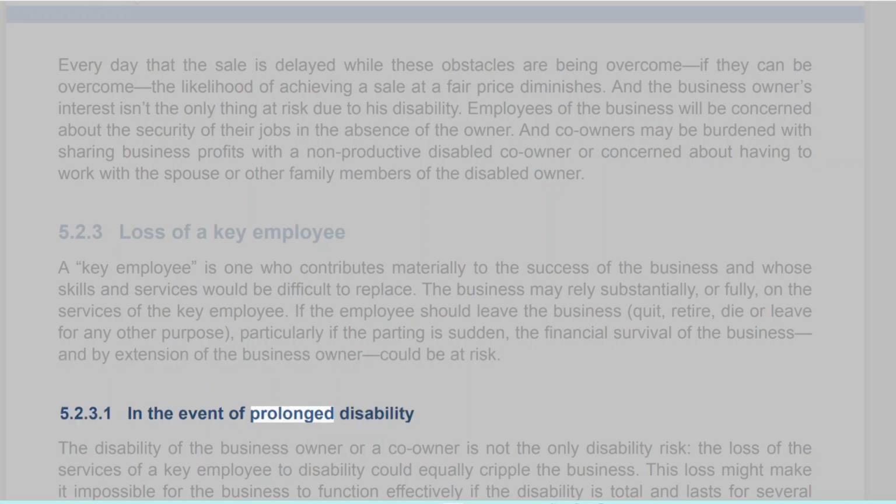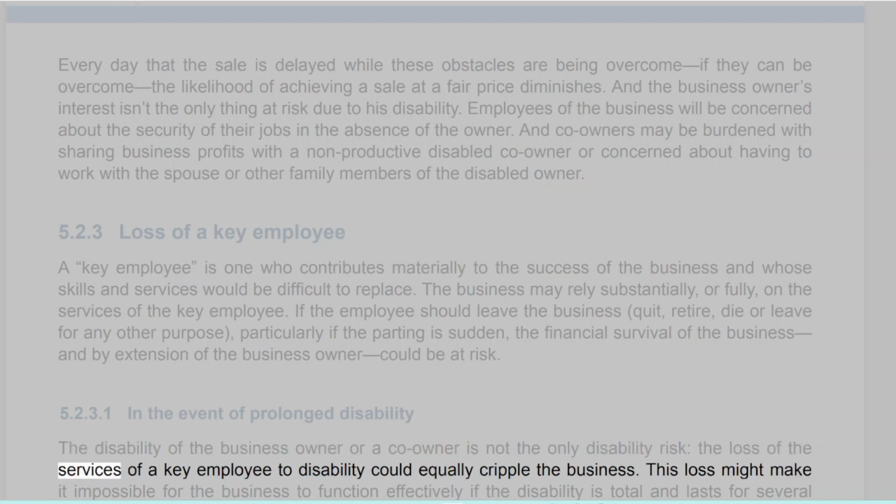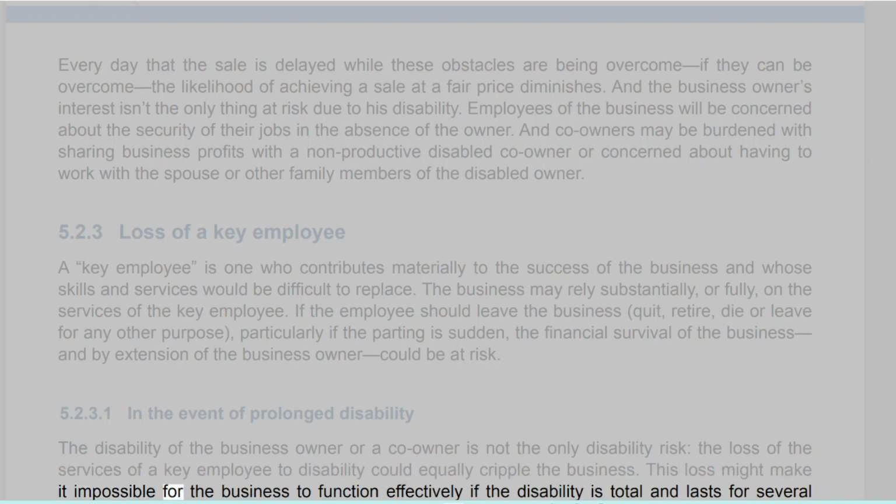5.2.3.1 In the event of prolonged disability. The disability of the business owner or a co-owner is not the only disability risk. The loss of the services of a key employee to disability could equally cripple the business. This loss might make it impossible for the business to function effectively if the disability is total and lasts for several months or longer.